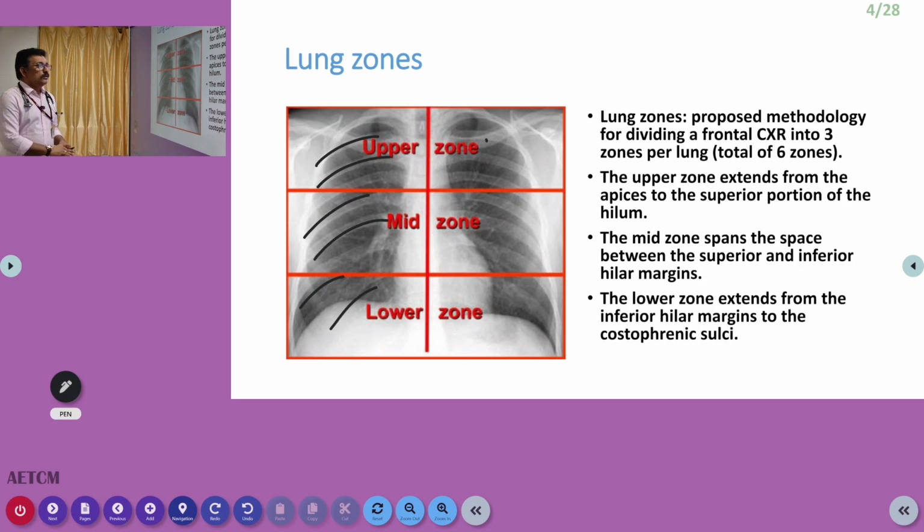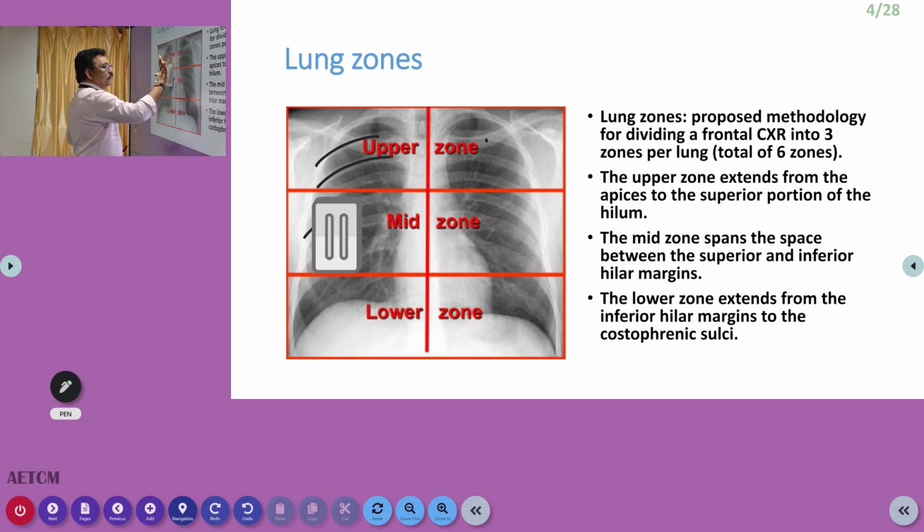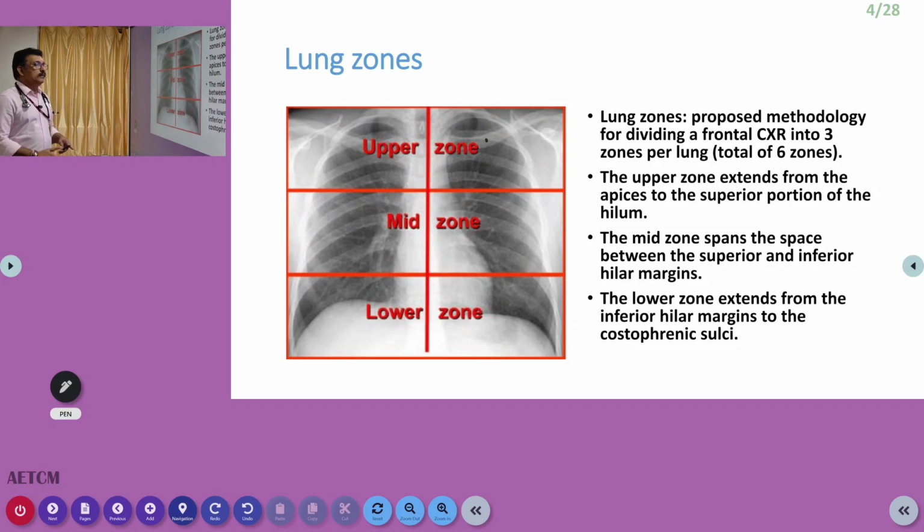So you can make the diagnosis as upper zone pneumonia, mid zone pneumonia, lower zone pneumonia, or upper zone mass, mid zone mass, lower zone mass. That is the actual method to tell where the lesion is, and you can easily write it. But if you write upper lobe pneumonia or lower lobe pneumonia, sometimes it can go wrong. That's why we don't use that terminology. We use upper zone, mid zone, and lower zone.